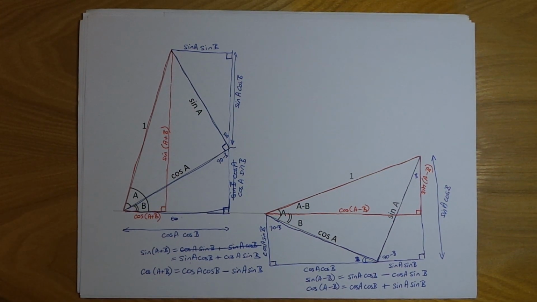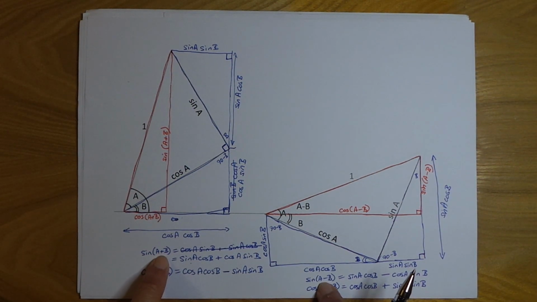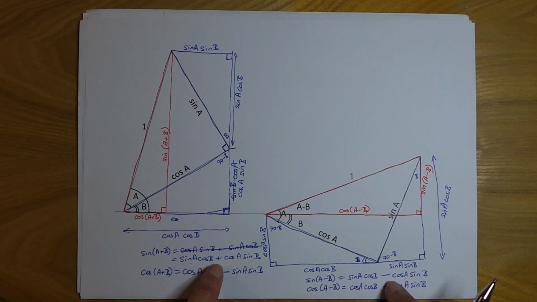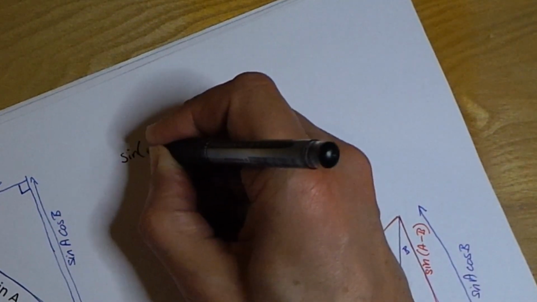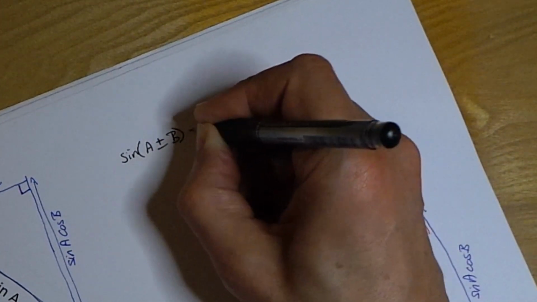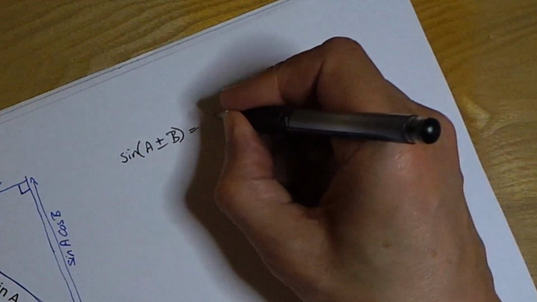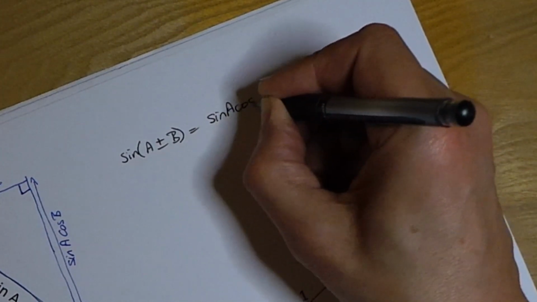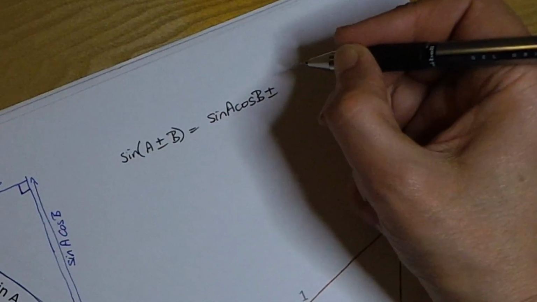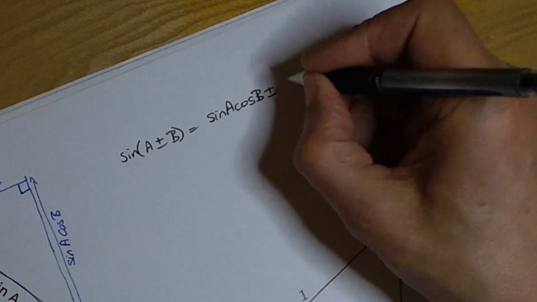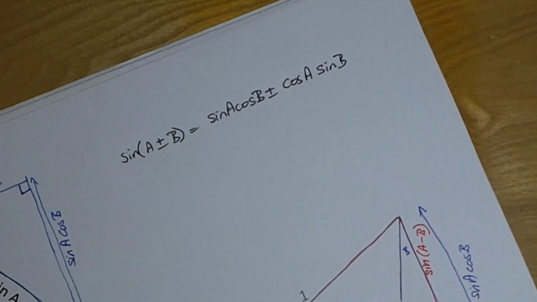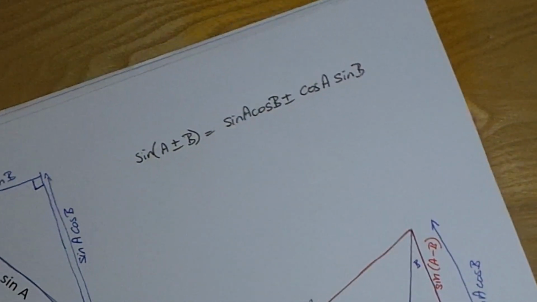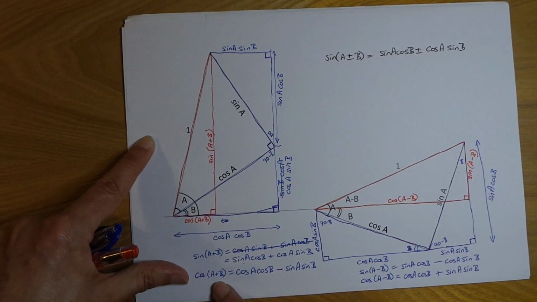Now you can see that the formulas that we have for the sine of the sum of two angles and the sine of the difference of two angles are just the same, except we reverse the sign. So we can summarise them by saying that sine of A plus or minus B is equal to sine A cos B plus or minus cos A sin B.